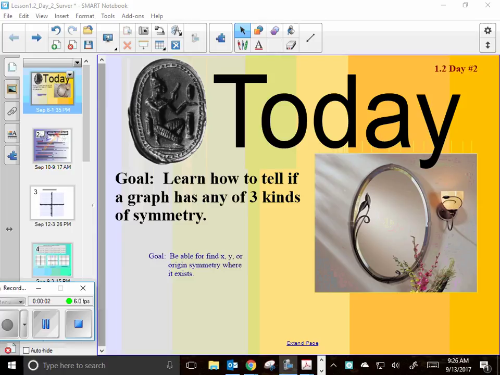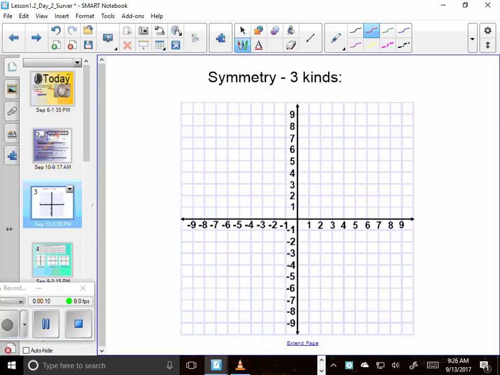Okay, today's about symmetry, and there are three different kinds of symmetry that a graph can have. All right, so here is one kind of symmetry. Okay, that is symmetry across the, well, what's the line down the middle? The x or the y-axis? So that's y-axis symmetry right there.